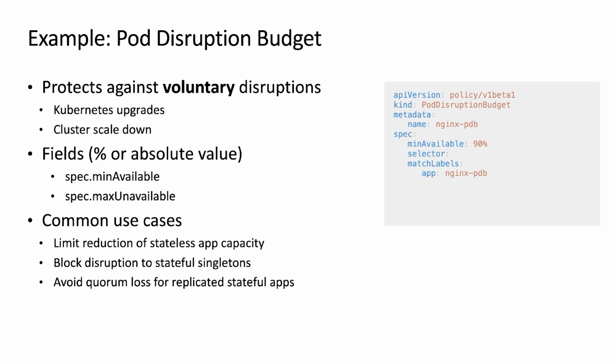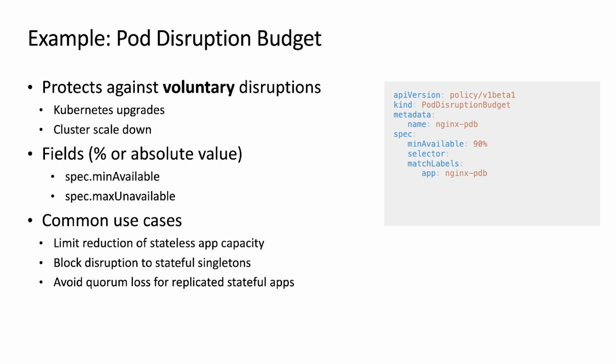So some of the common use cases for this are limiting the reduction of the application capacity on a stateless application. So if you've got a web front end that could tolerate only, say, 20% of decline in capacity as part of the voluntary disruption activities in the cluster, then you might say that your max unavailable for that selection, for that budget, is 20%.